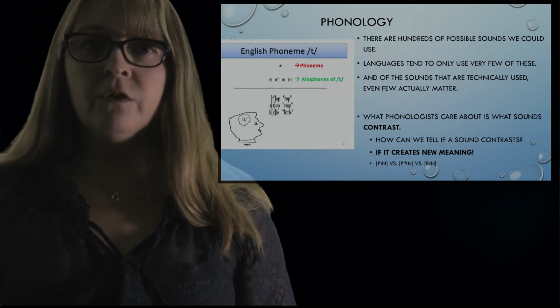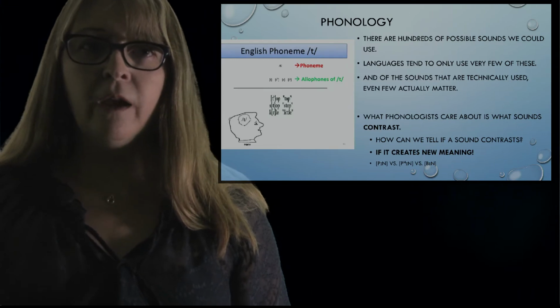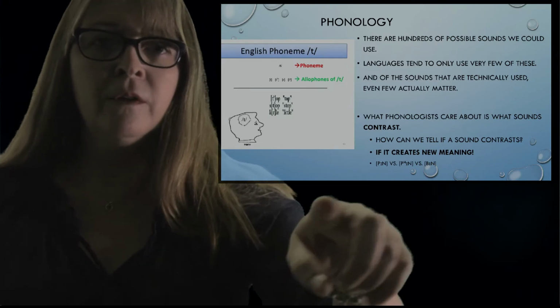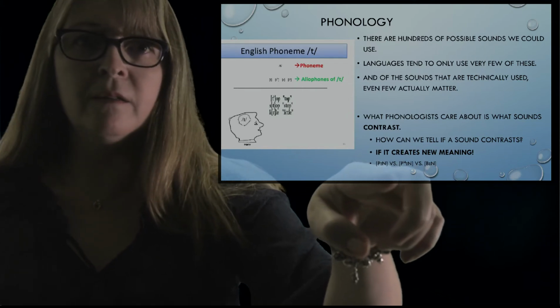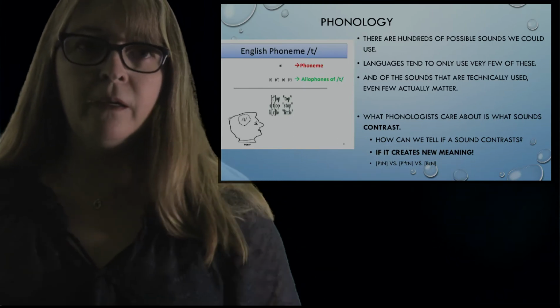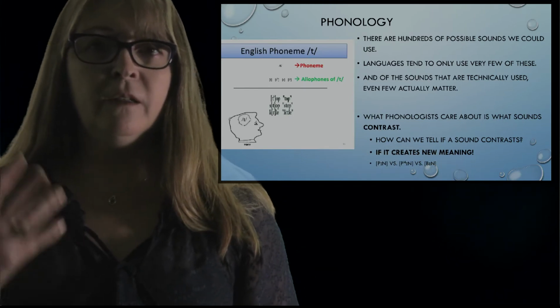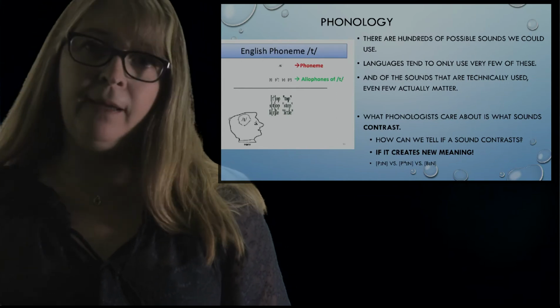So pen versus bin. Pen versus, I don't think I can pronounce this one. Pen, I guess. Pen. That's what I usually say. Pen and bin. And then we have the vowel, which I have a hard time with. Pin and pen.